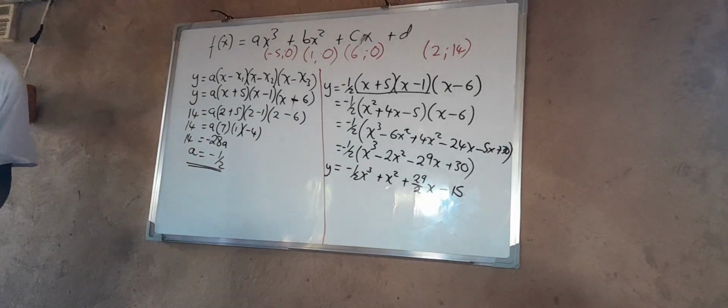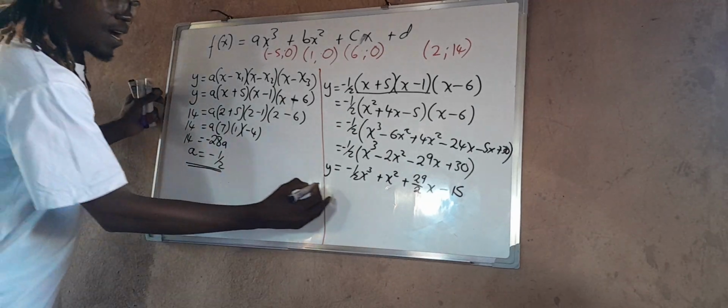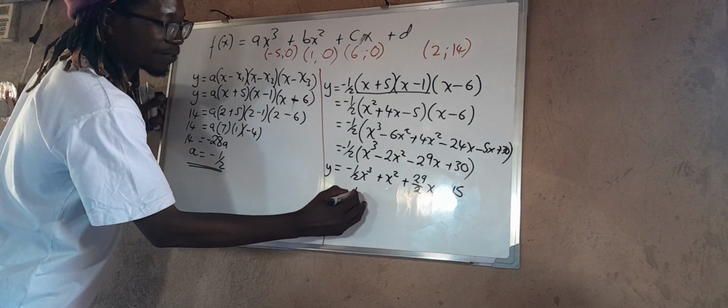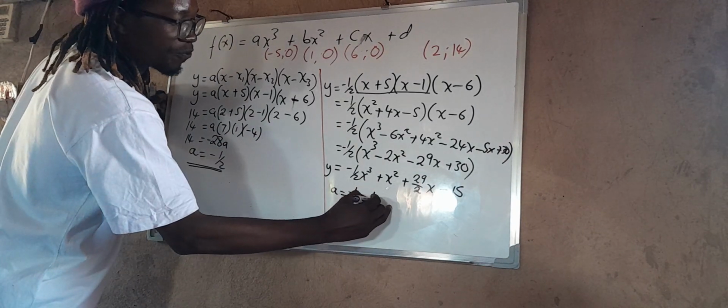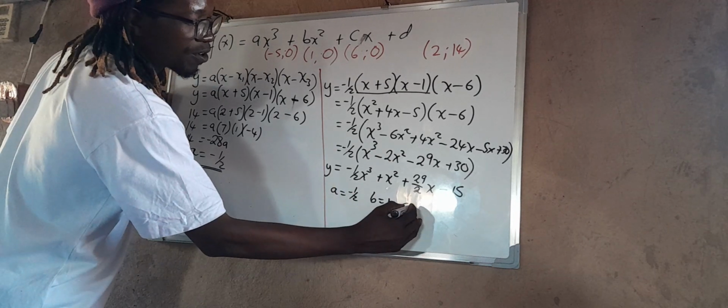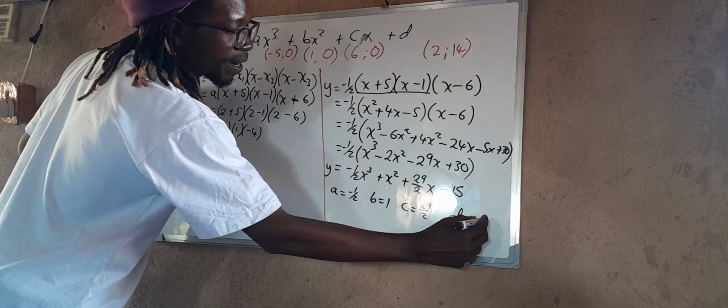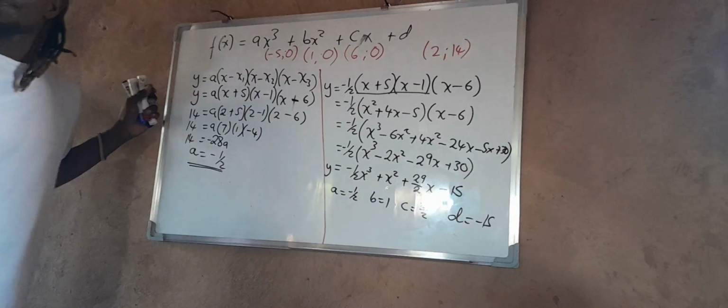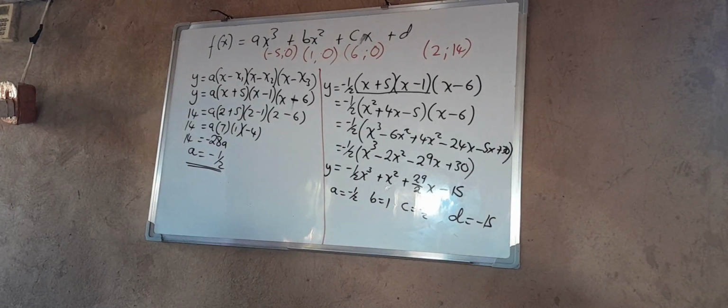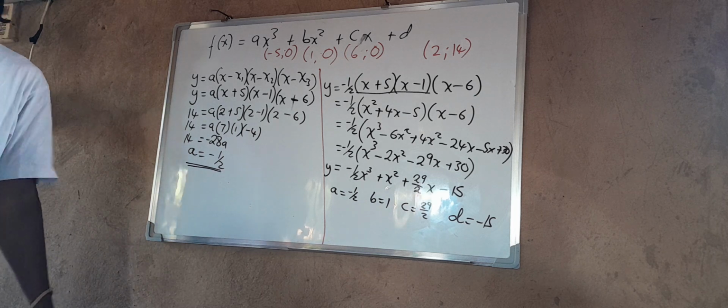Did you answer the question yet? No. Right? Our value of a becomes negative half. The value of b becomes 1. The value of c becomes 29 over 2. And the value of d becomes negative 15. Right? Yeah. As simple as that.